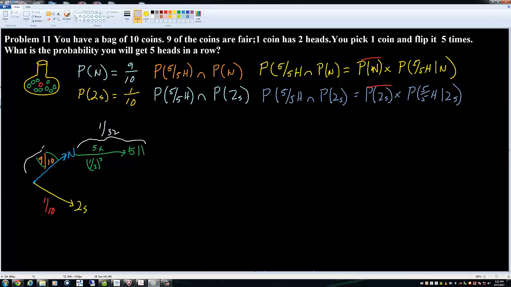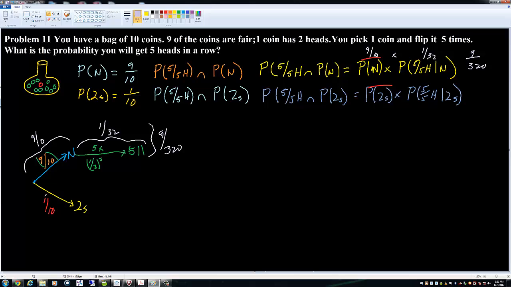This part of the study is 9 out of 10. So the probability of getting a normal coin is 9/10, and the probability of getting 5 out of 5 heads having picked the normal coin is 1/32. So we multiply these two things and we get 9 out of 320. So we know this arm of the study, the chance of getting 5 out of 5 heads with a normal coin times the probability of getting the normal coin, is 9 over 320.